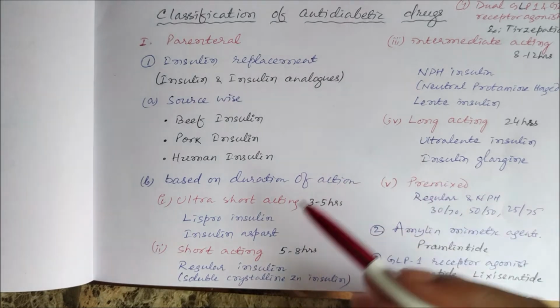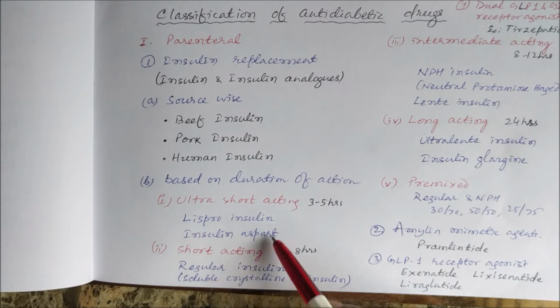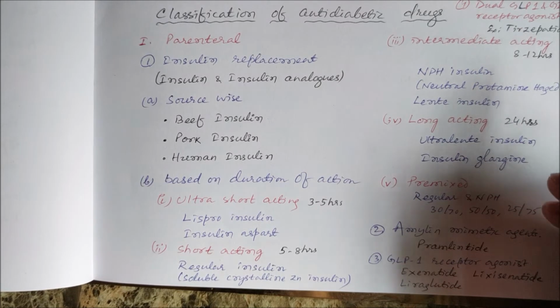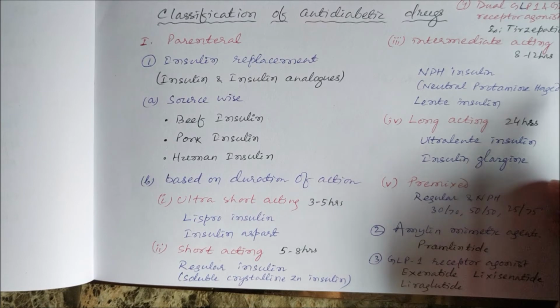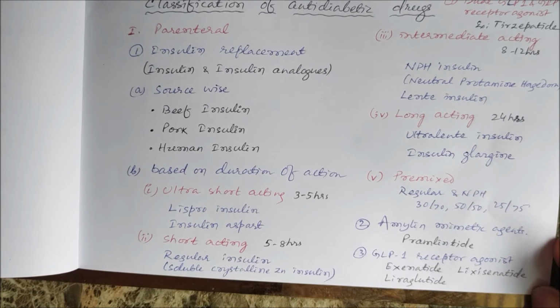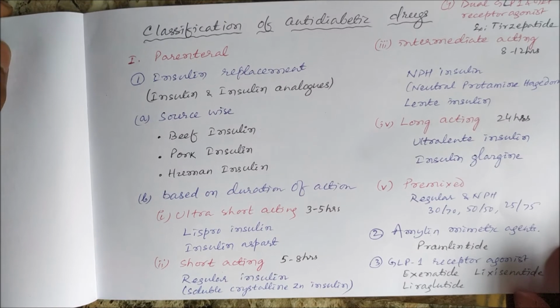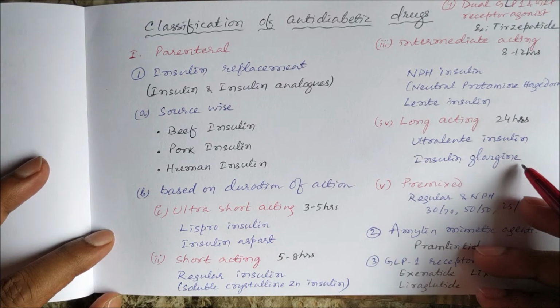Based on duration of action, we can classify insulin into ultra short acting, where the duration of action is 3 to 5 hours, like lispro insulin, insulin aspart. When the duration of action is 5 to 8 hours, short acting insulin, that is regular insulin or soluble crystalline zinc insulin. Then 8 to 12 hours of duration of action, intermediate acting: NPH insulin or neutral protamine hagedorn, and lente insulin. Then long acting insulin's duration of action is 24 hours, for example ultralente insulin, insulin glargine.